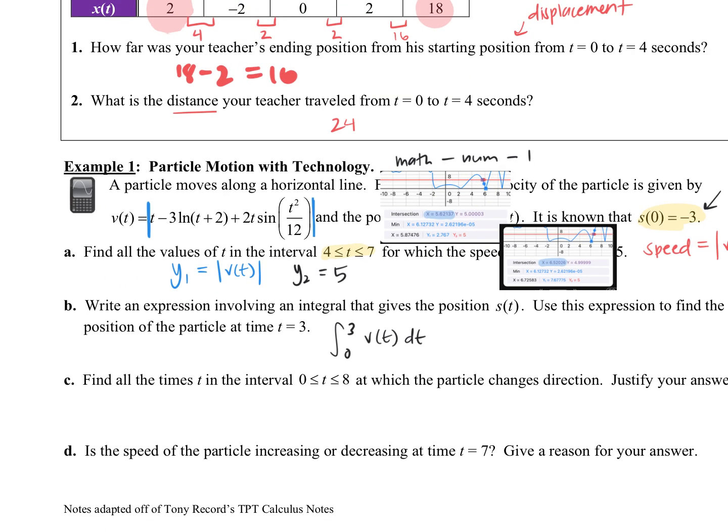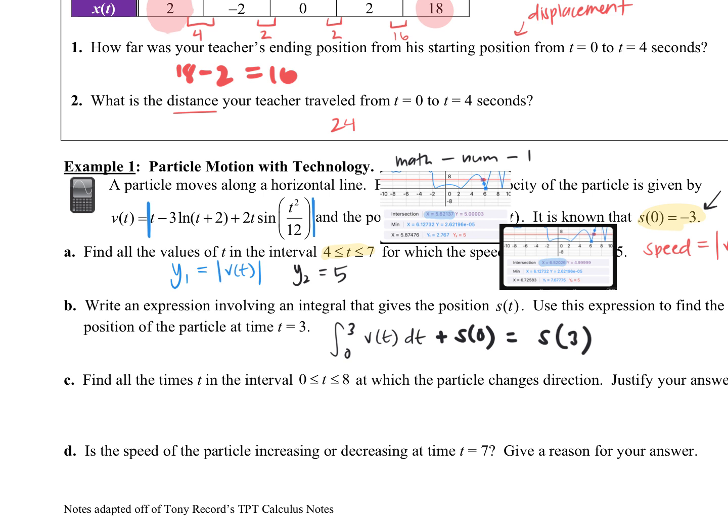Okay. So from 0 to 3 of my velocity function, and then I need to add in my initial position. So we're going to add in my s of 0, which is actually just -3. Okay, so this is going to equal my position at time 3.